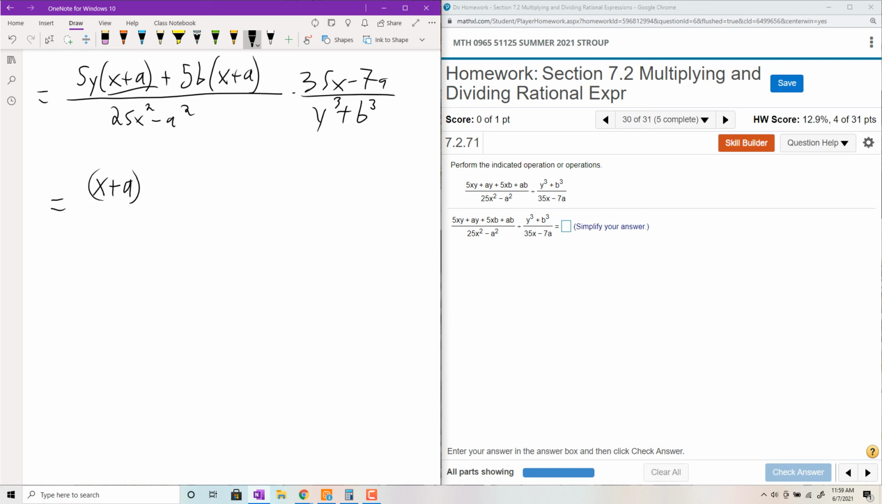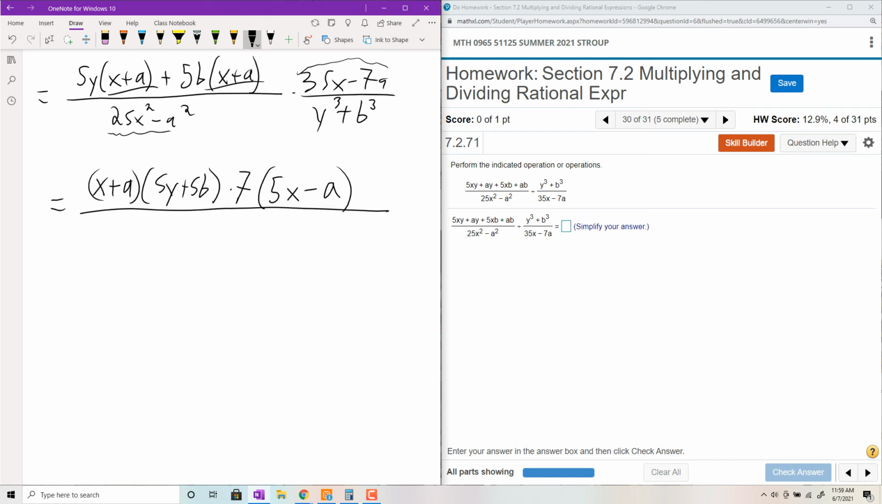So anyways, in the first two terms, I'm going to factor out an x plus a, and I get 5y plus 5b left over. Then times this portion, I'm going to factor out a 7 from all that stuff. That looks terrible, so let me factor out a 7. I'll be left with 5x minus a.